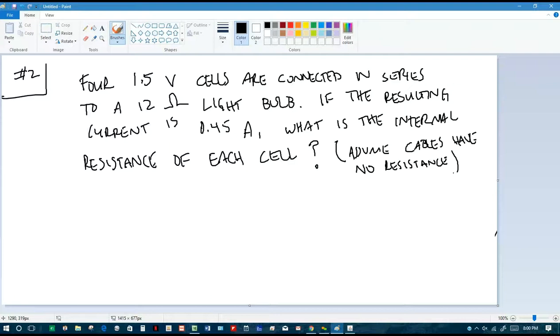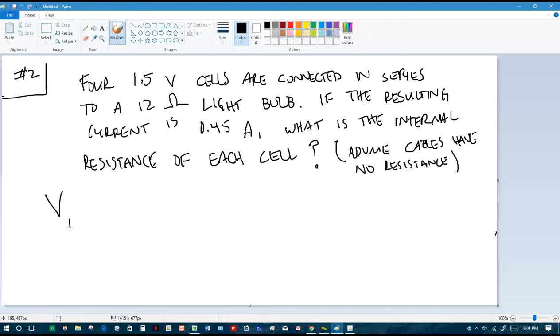So step me through what you're thinking right now. Alright, so first I found the total voltage in the battery. Then next I wanted to find the total resistance. Well, let's start on that first step. So you said you wanted to find the total voltage of the 4 batteries. What would that be? Yeah, that came up to 6 volts.